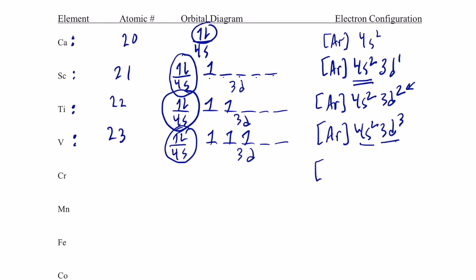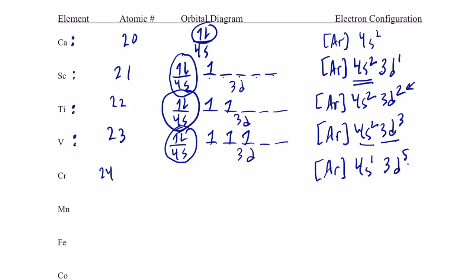So you might want to write its electron configuration with its 24 electrons as argon 4s2 3d4. Now, it turns out that that d sublevel is really close to being half full. So what really happens with chromium is one of these s electrons is promoted to a d. So its configuration becomes 4s1 3d5.